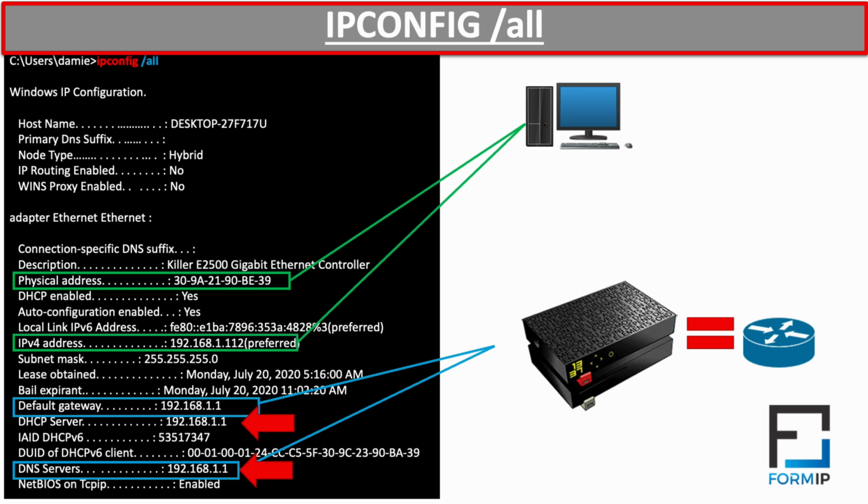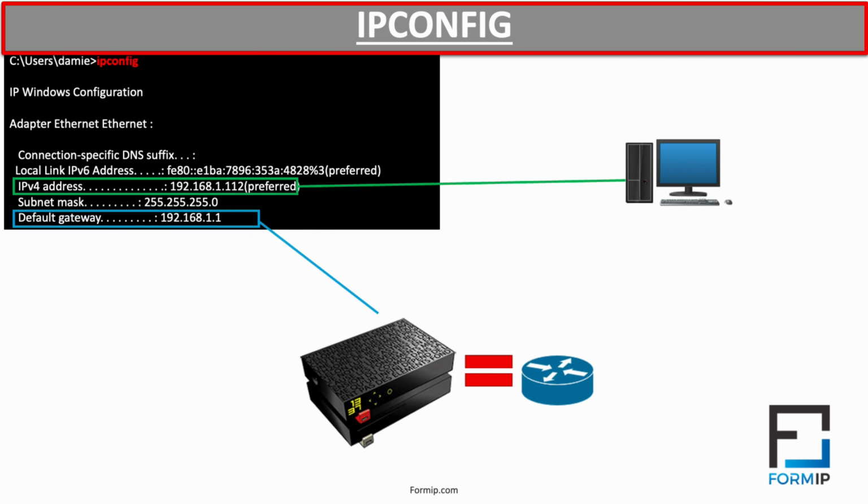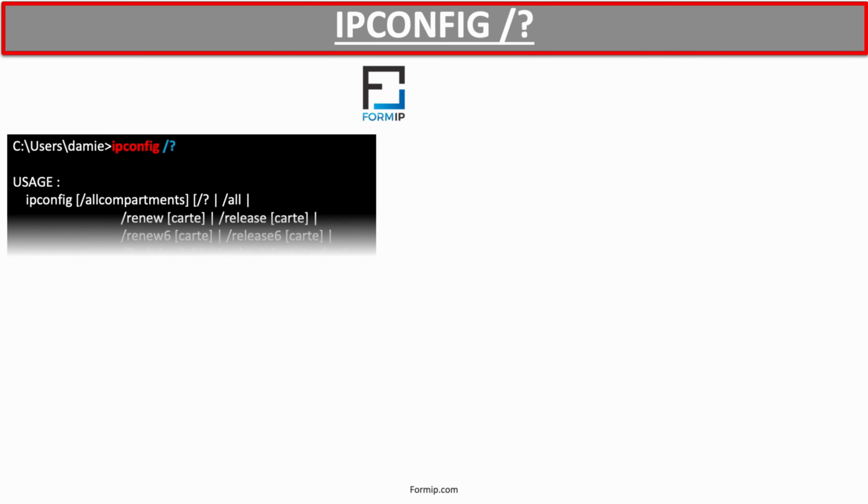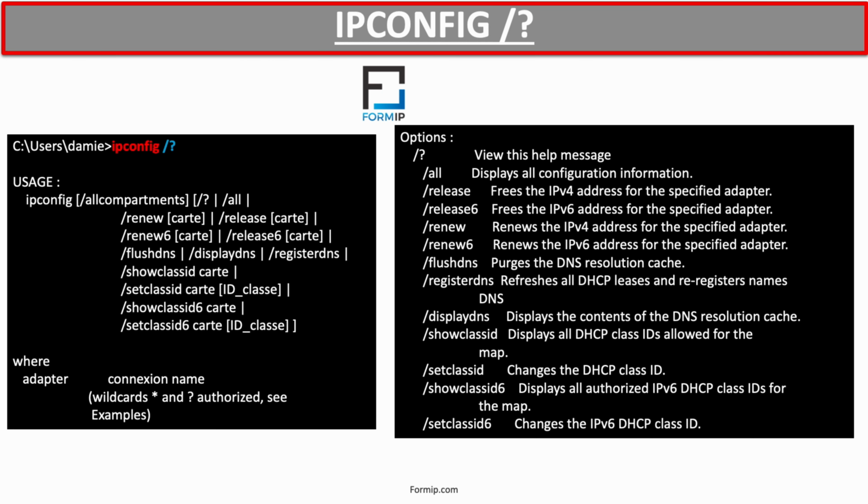If we only use the ipconfig command, that is, without the /all, then it shows us the IP address, the subnet mask, and the default gateway. There are several options for this command. If we do an ipconfig /?, this shows us all the available options of this command.